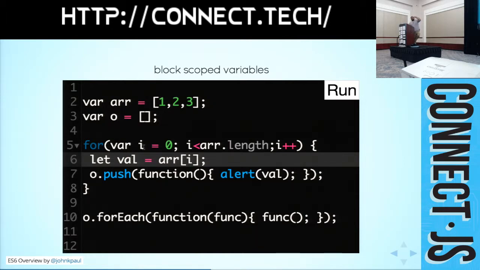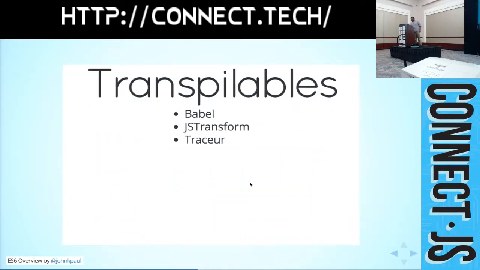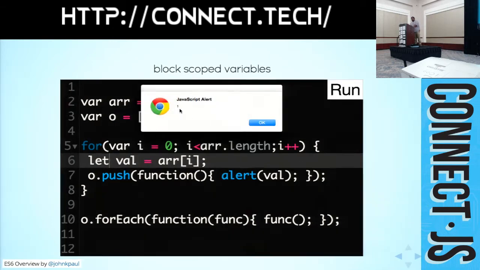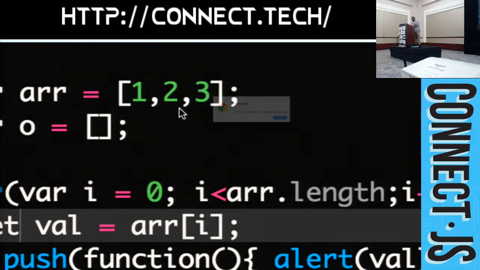But let is similar to var, except instead of having variables that are scoped to the function definition, which in this particular piece of code is the entire piece of code, they are block scoped. If you are used to C or C++ or Java, the block is basically the closest curly brace. So in this case, when I call this with let and I run, I get what I'm expecting to get: 1, 2, 3.